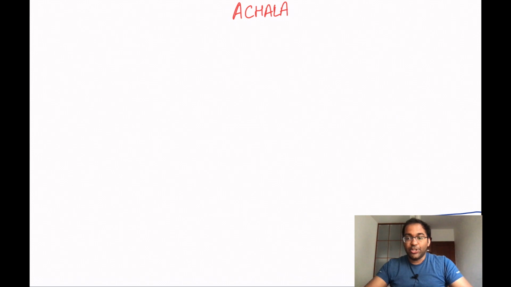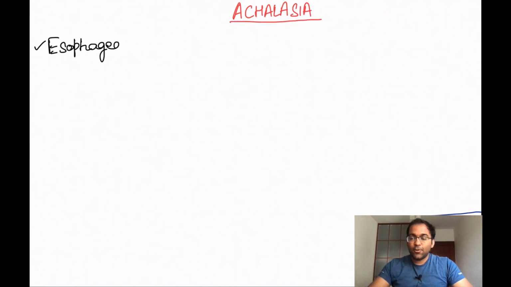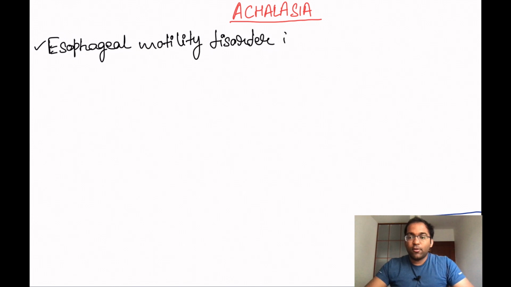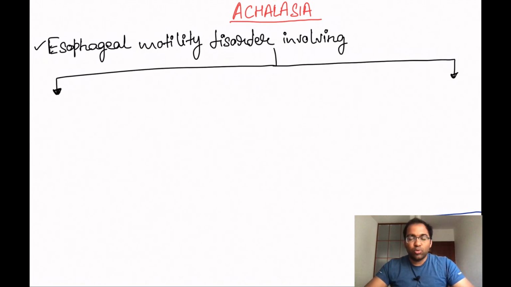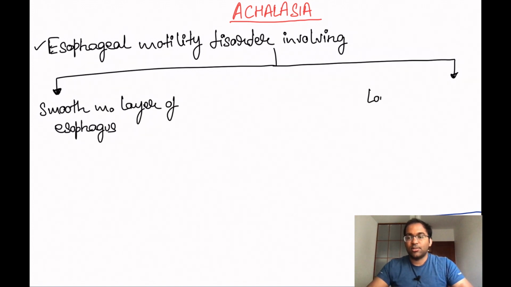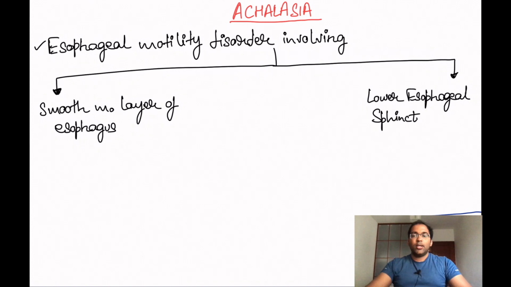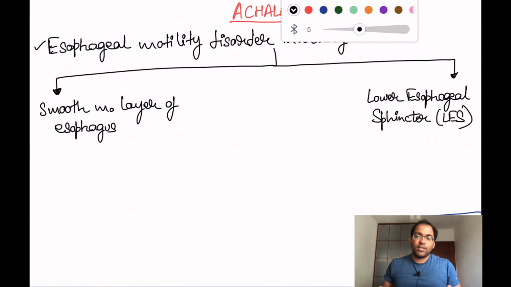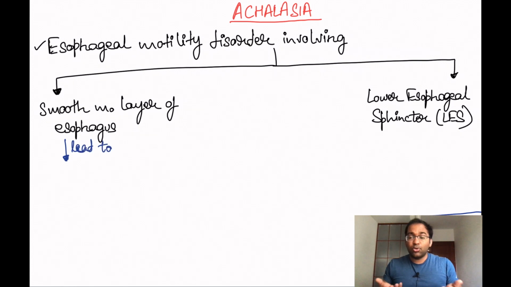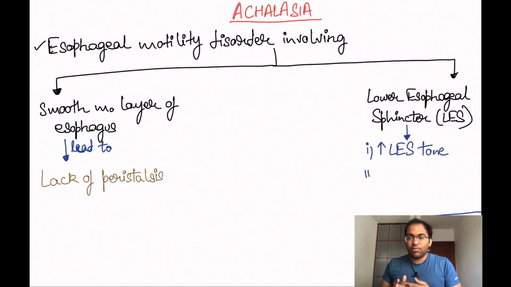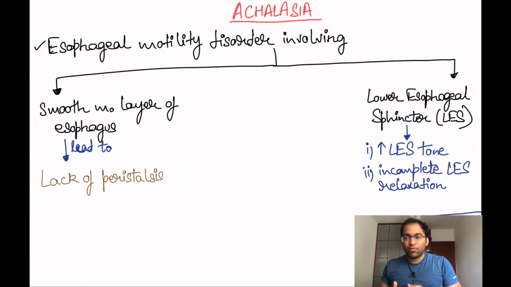Now what is achalasia? Achalasia is basically an esophageal motility disorder, and it involves two components. One, there is a smooth muscle problem of the esophageal wall, and second is the problem with lower esophageal sphincter. So only two things to remember here. Now when the smooth muscle layer of the esophagus is not working, do you think there will be peristalsis? No. So that's why in this disease we have a lack of peristalsis. Whereas in lower esophageal sphincter, when this is not working, we will have a lot of pressure because of the increased LES tone. Also, we have the inability of the lower esophageal sphincter to relax.